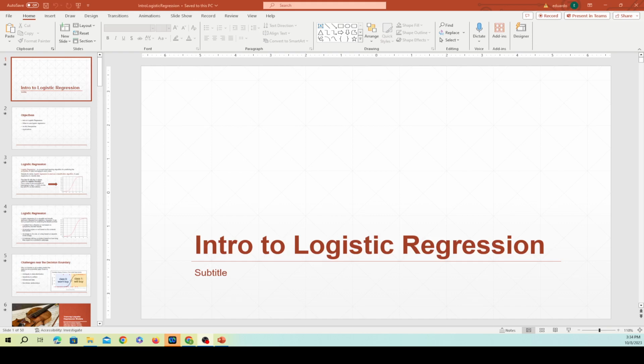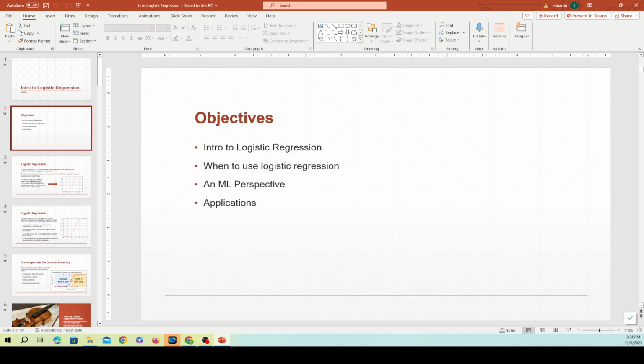Hello, welcome back. So today we're going to talk about logistic regression, another system of machine learning. The objective for this section will be to talk about what a logistic regression is, and when we can use a logistic regression versus a linear regression, a k nearest neighbor system, or a cluster system. Then we're going to see the machine learning perspective and the application of the logistic regression.